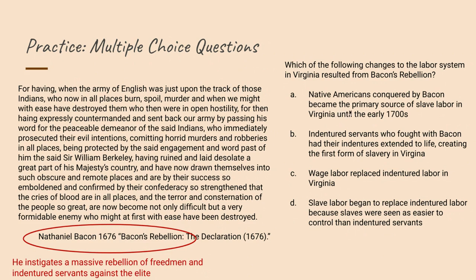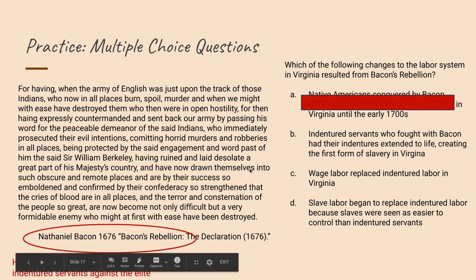So first we have, Native Americans conquered by Bacon became the primary source of labor in Virginia until the early 1700s. We can get rid of this as an option. Why? Well, because we know that Bacon and his followers were attacking local Native Americans, but they weren't specifically seeking out Native Americans as a labor source. Rather, they're seeking to attack local Native Americans because they want their land. And so this is not going to be a new labor system that emerges from this rebellion. So we're going to get rid of that as an option.